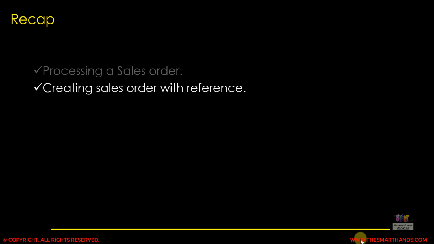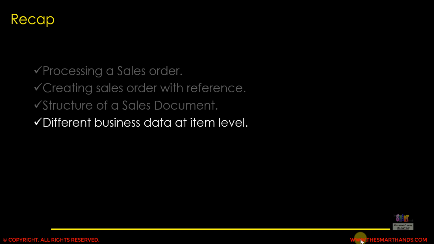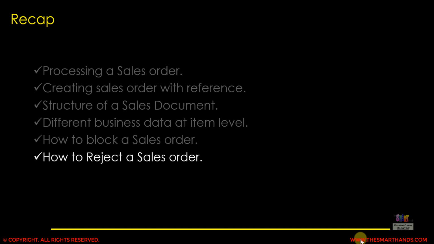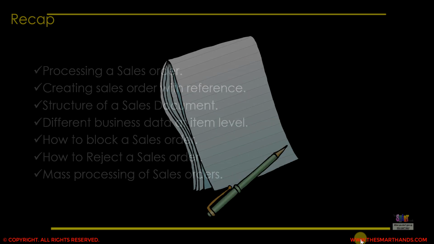So in this lecture, we learned how we can process a sales order, and how we can create a sales order with reference to a quotation. We discussed the structure of the sales document, how we can maintain different business data at item levels, how we can block a sales order, how we can reject a sales order, and how we can mass process many sales orders. So that's all about this one.